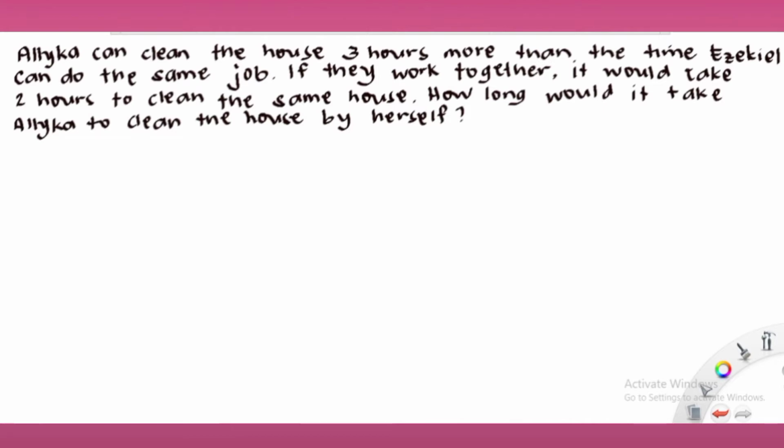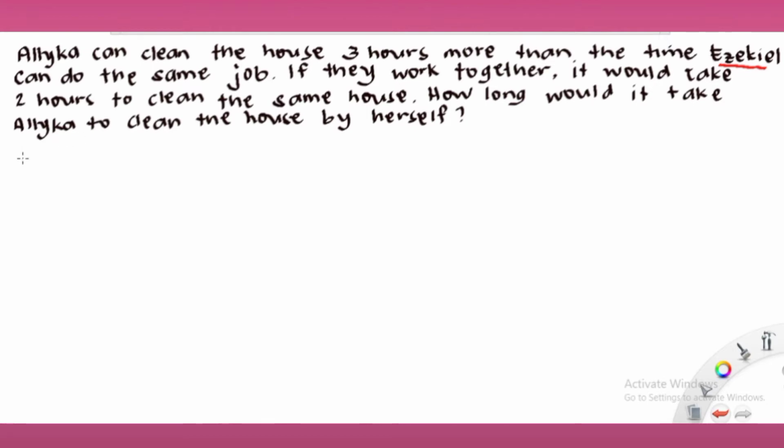So, let's start. So, there is a problem here, a work problem. It says in here that Alaika can clean the house 3 hours more than the time Ezekiel can do the job. So, naglinis ng bahay si Alaika and kaya niyang gawin yung paglilinis ng bahay ng mas mahaba ng 3 oras kesa sa oras na kayang gawin ni Ezekiel ang trabaho. So, yung time that Ezekiel can spend cleaning the house is not given. So, we will represent that with a variable. Let's use x.